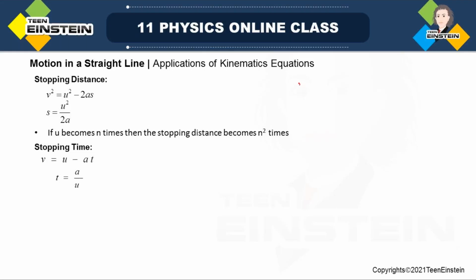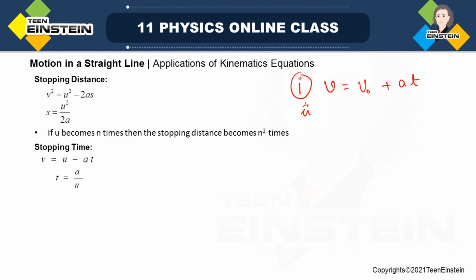The first equation was the final velocity. You'll be able to find out the final velocity at any instant of time, if you know the initial velocity and the acceleration of the motion. So using this equation, I'll just keep this as v0. This v0 is the initial velocity.